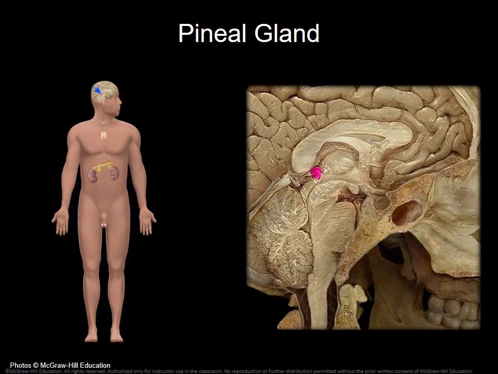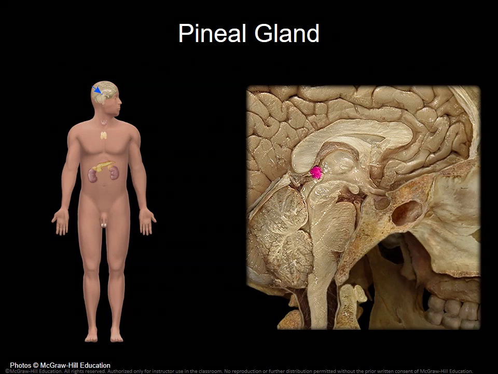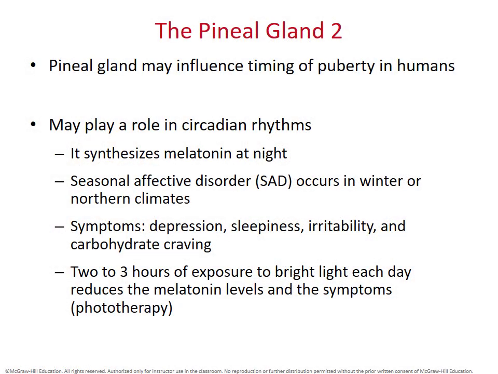And here again, the pineal gland nestled up in its location in the epithalamus and the backside of the diencephalon. It's called pineal gland because it literally looks like a little pine cone on that backside of the diencephalon. And here we see some things that I just talked about. Again, synthesizing melatonin at night, seasonal affective disorder, creating depression and irritability. And again, you need exposure to light each day to help reset that biological clock.